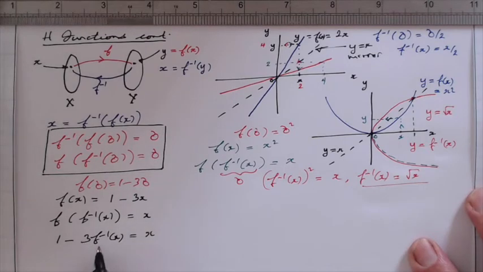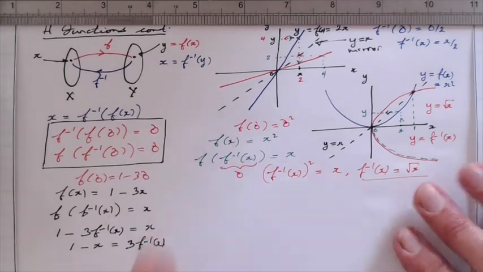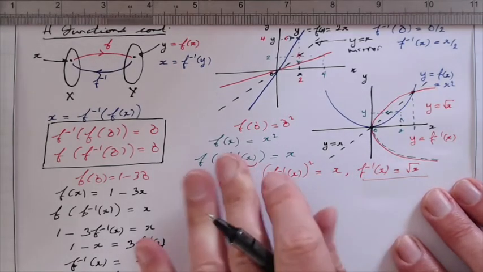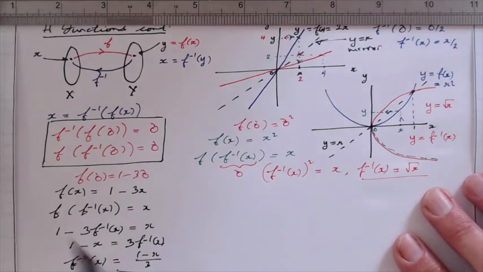Let's just do this in a few steps here, because I know some folks are a bit nervous with manipulating equations. I could take this over here and take the x over here. So taking x to the left-hand side and taking negative 3f^-1 to the right-hand side, I would have this. And then I can just divide by 3 on both sides to get f^-1. And so I would get that f^-1 of x is 1 minus x, divided by 3. So that's a formal derivation of the inverse function of f.